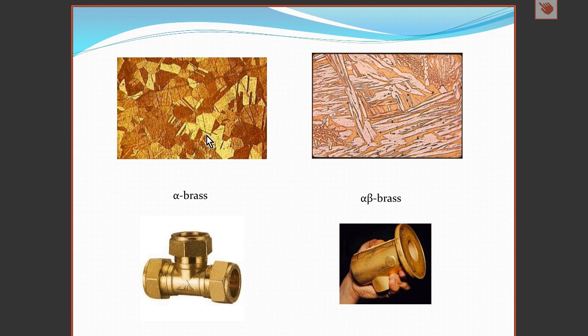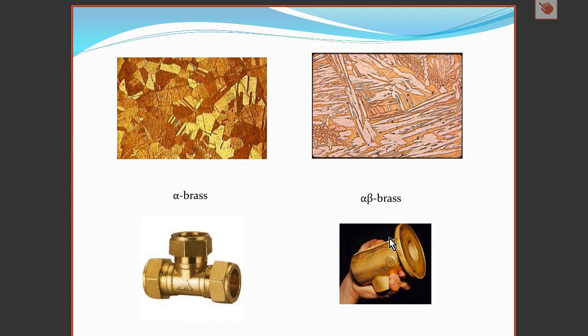So here we can see some microstructures of an alpha brass. You can see the grains here. It's a solid solution, so it's single phase. And you may see some bands here. This is due to twinning. The contrast is not due to differences in the composition. And alpha brass, because it has pretty good corrosion resistance, is used for things such as water connectors in plumbing.